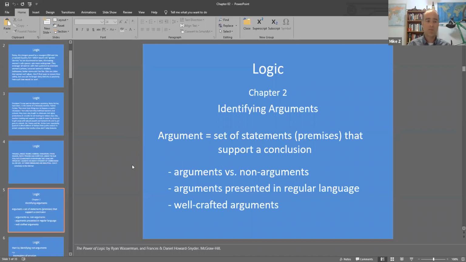So one of the things that we need to do, first of all, is just identify when something is actually an argument, as opposed to just sort of an outburst of emotion or something like that. So identifying arguments versus non-arguments, and taking arguments that are presented in regular language, like these examples that I had above, and turning them into, as best we can, what we'll call well-crafted arguments. So these are arguments where we do have the specific premises and conclusion lined up just right so that we can do a good job of assessing whether the argument is valid or it's cogent, or whether it's good or whether it's bad.